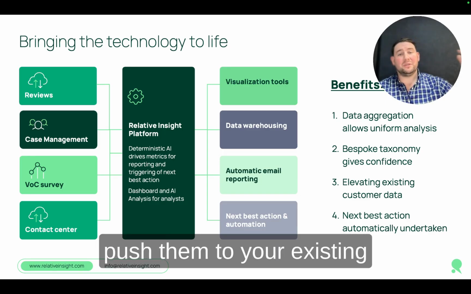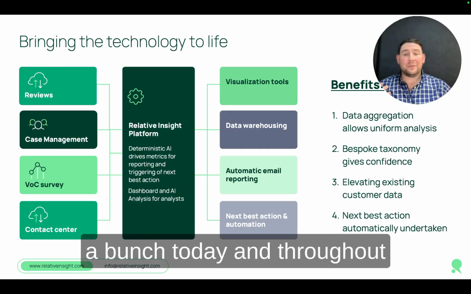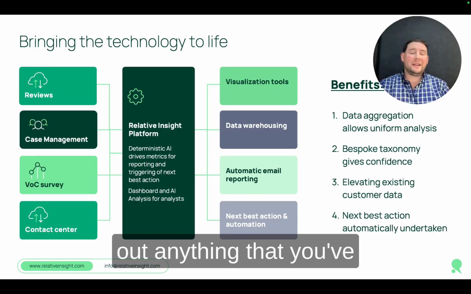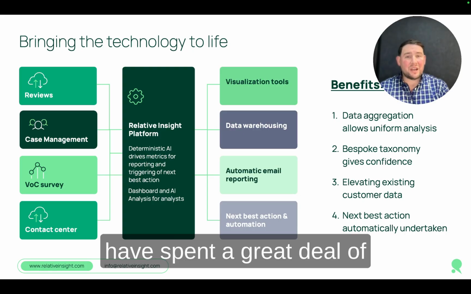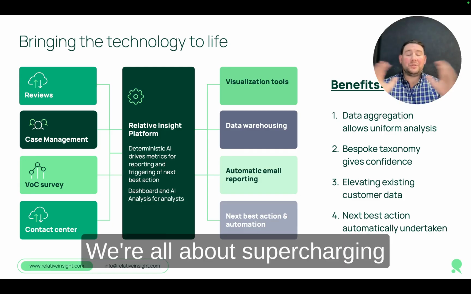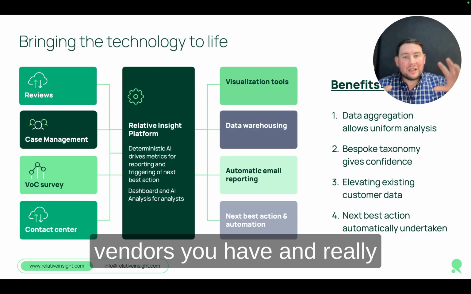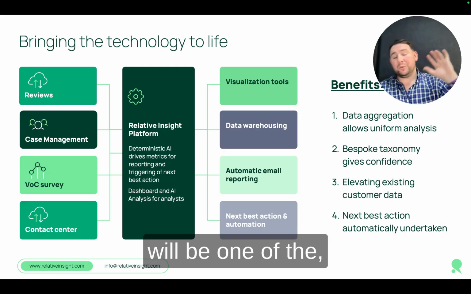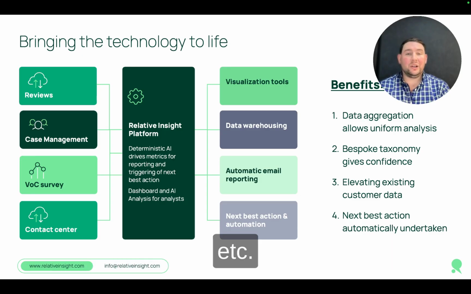The first is that we can push them to your existing visualization tools. One of the things you'll hear me talk about a bunch today and throughout this webinar series is existing, right? We're not looking to rewrite the rule book or rip out anything that you've already got. The majority of brands will have spent a great deal of time, effort, and money, which needs to be applauded, putting all of this stuff in place. We're all about supercharging it and taking that existing framework that you've built with the existing vendors you have and really bringing it to life. So the first area is visualization tools, which will be one of the webinar series coming up. Think Tableau, Power BI, Looker, etc.